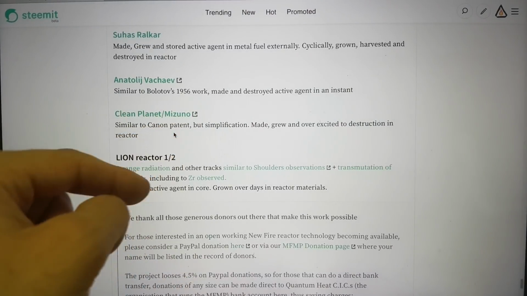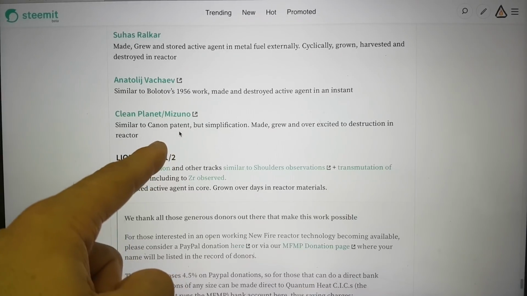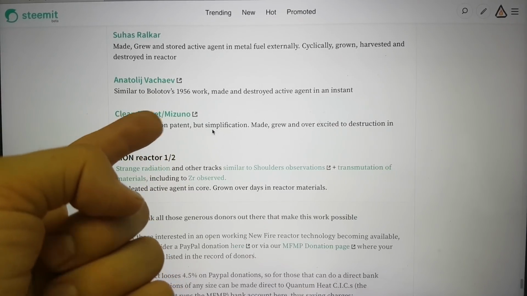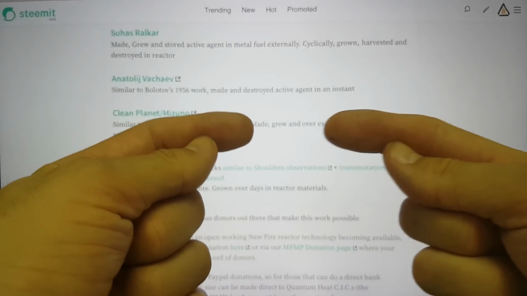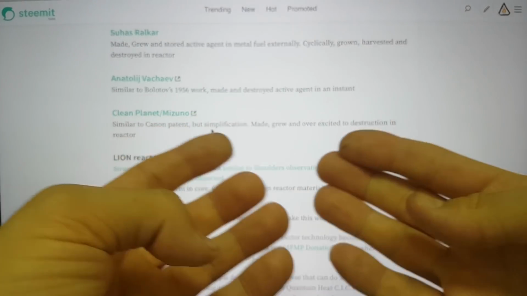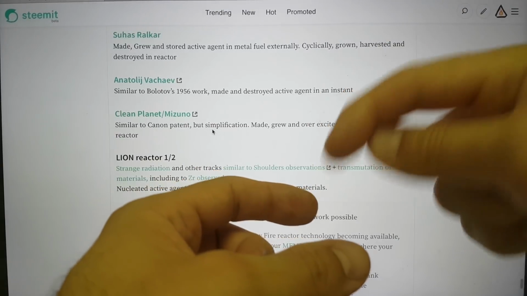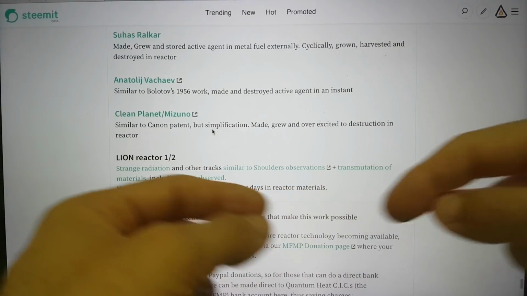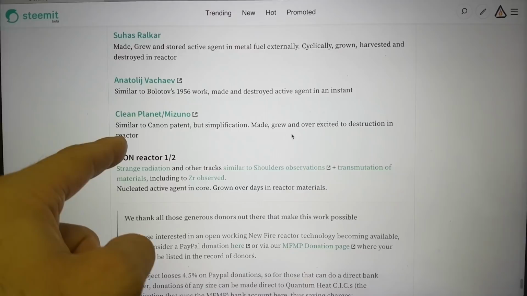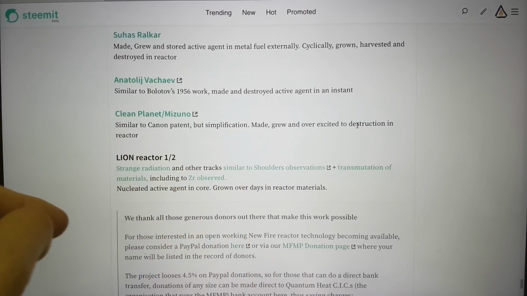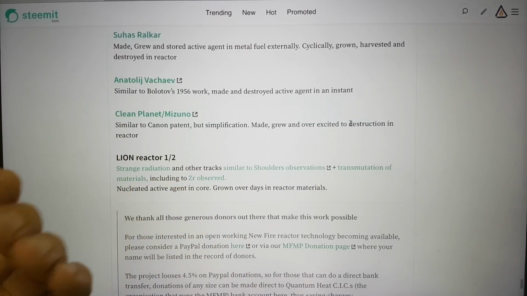Clean Planet, Mizuno, is similar to the Cannon patent, but it's a simplification. In the Cannon patent, they build the active agent in the gas phase and then deploy it. In this one, they build it up and store it straight away in the metal and stimulate it there, and then they overexcite it to do work.